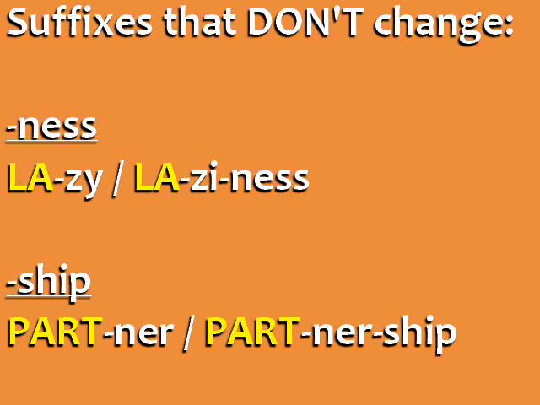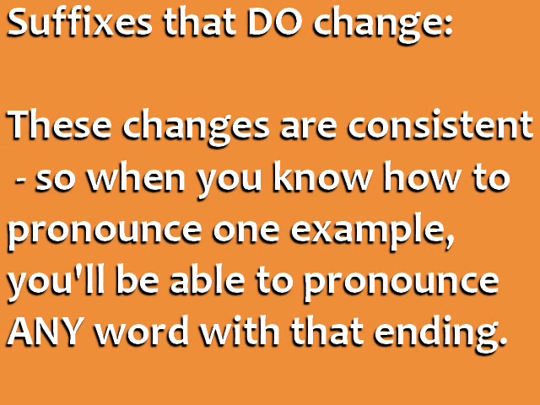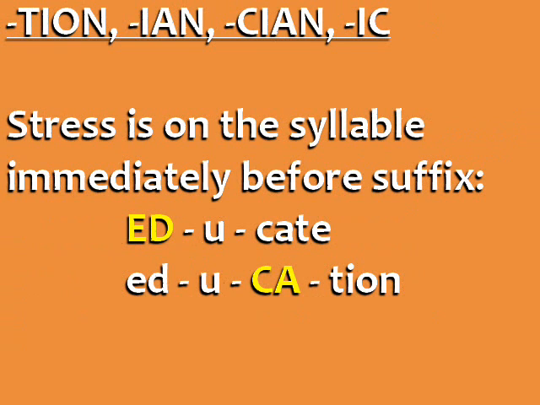Okay, that was the easy part. Now let's study the suffixes that change the word stress. The good thing about these changes is that they are consistent. So when you know how to pronounce one example, you'll be able to pronounce any word with that ending. The suffixes tion, ian, or cian, and ic change the stress to the syllable immediately before the suffix, as we saw with educate and education.